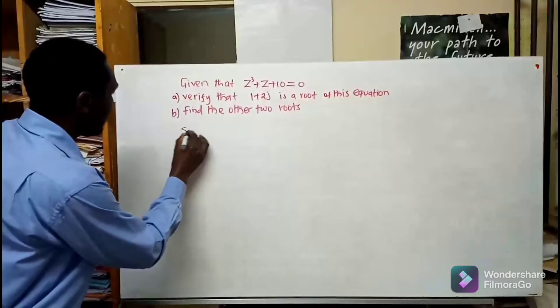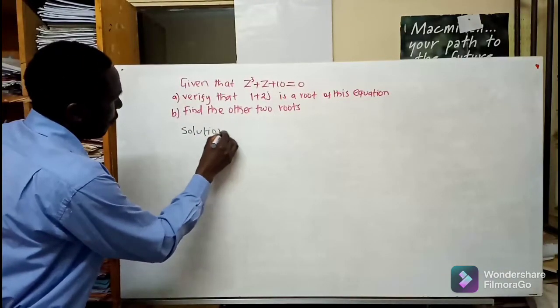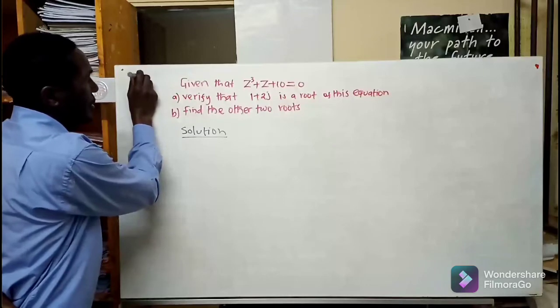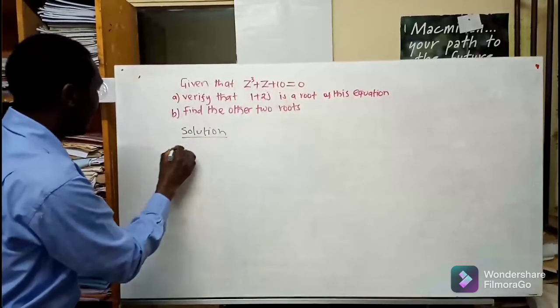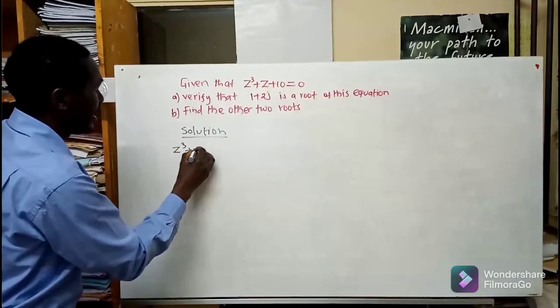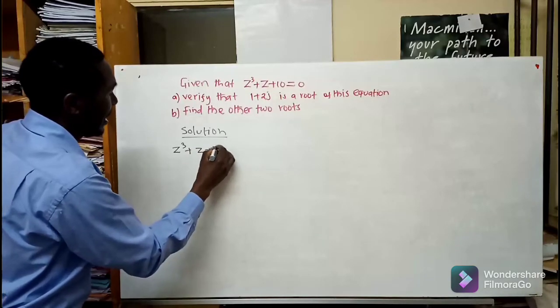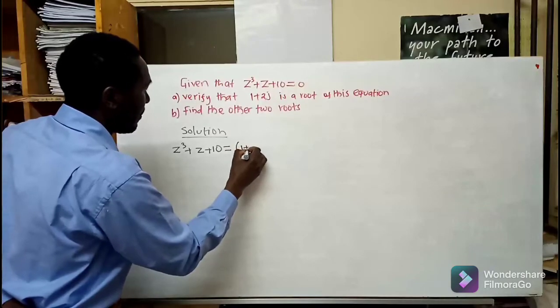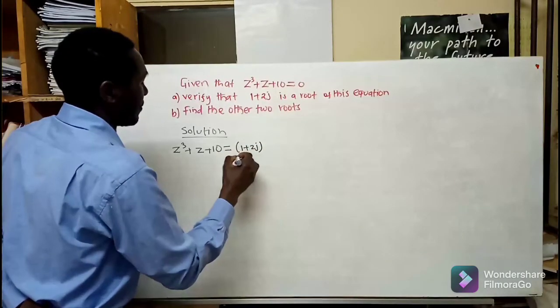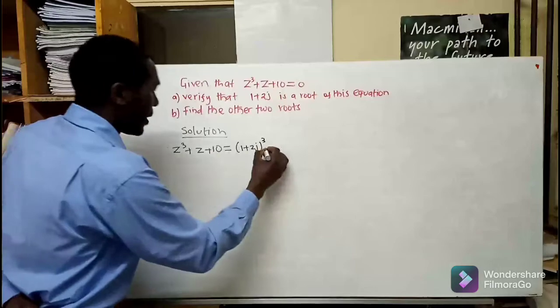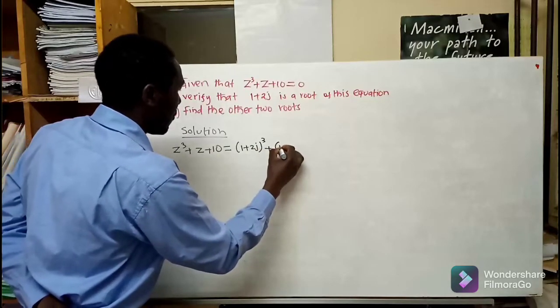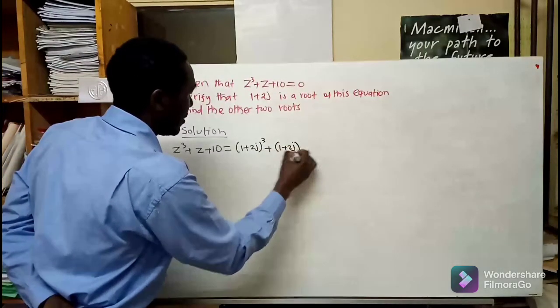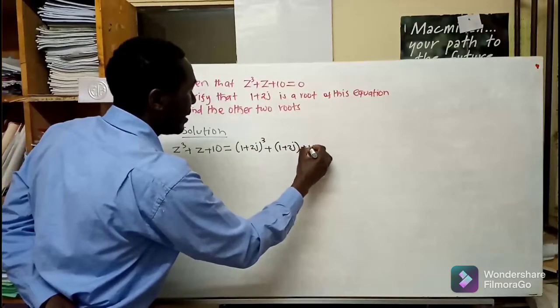Solution. What we need to do? Verify. So we have z cubed plus z plus 10 is equal to, where z is, we put 1 plus 2j, and that is cubed. We add z, 1 plus 2j, close the bracket, we add 10.